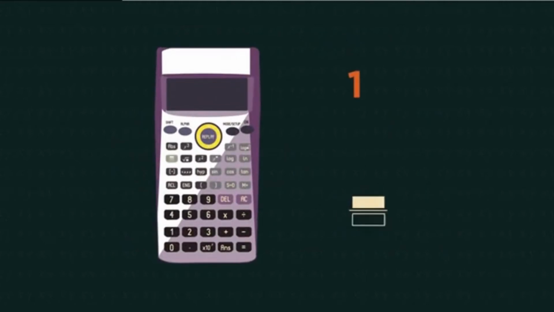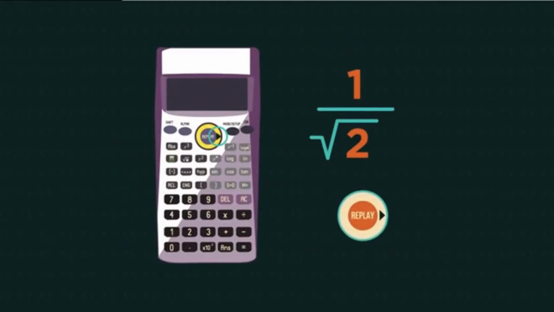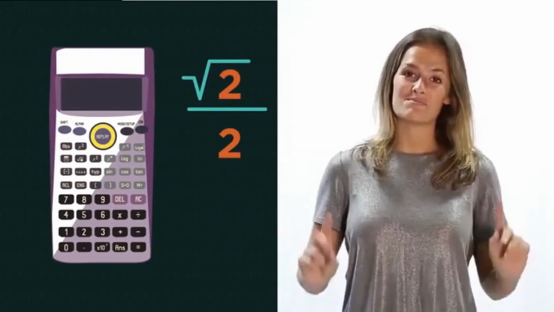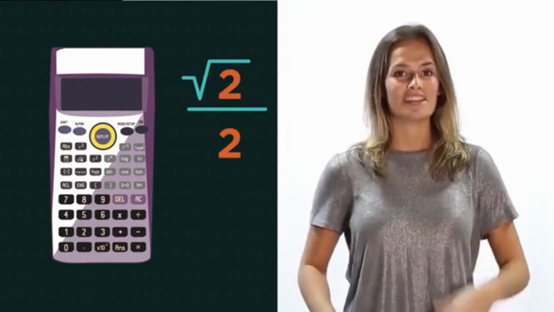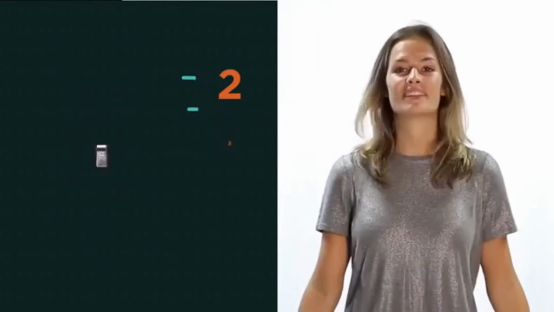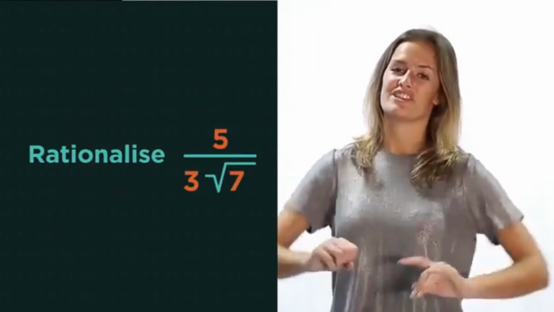Type in 1 over root 2, press equals, and the calculator will rationalise it for you. But this won't get you marks in your exams. You've got to show the working, but do use it just to check yourself. So here's one for you to do.